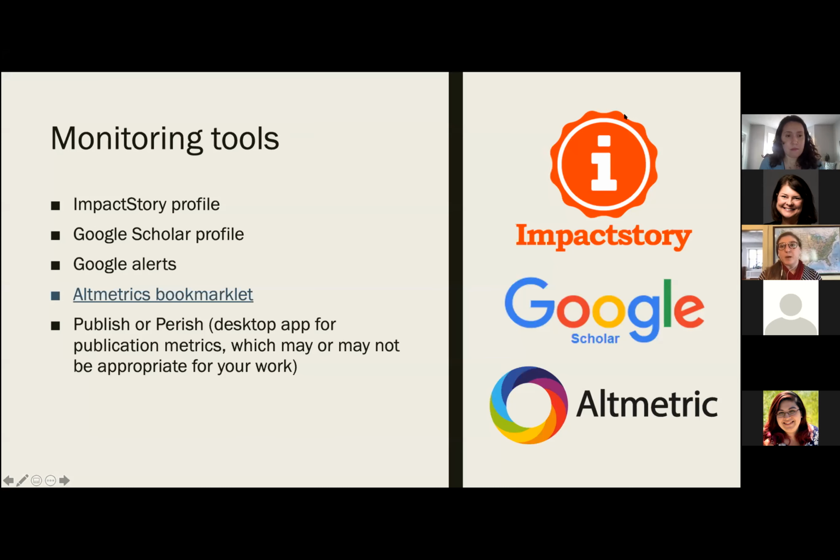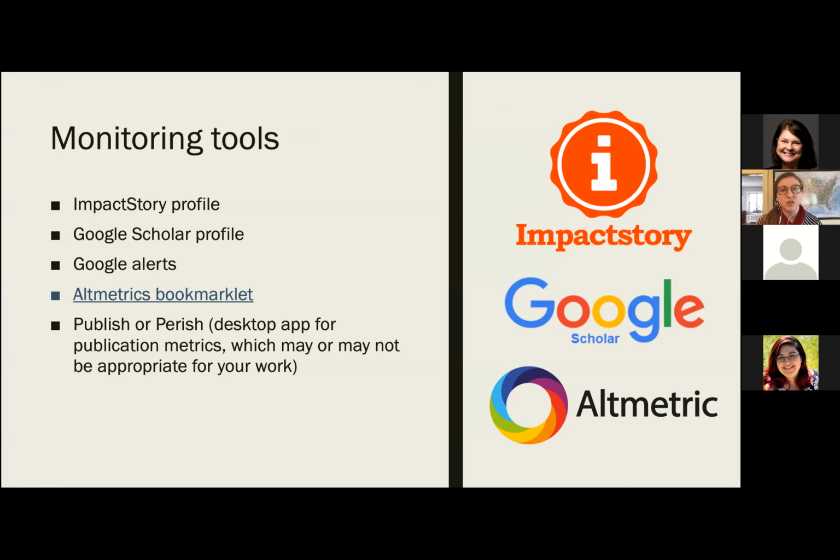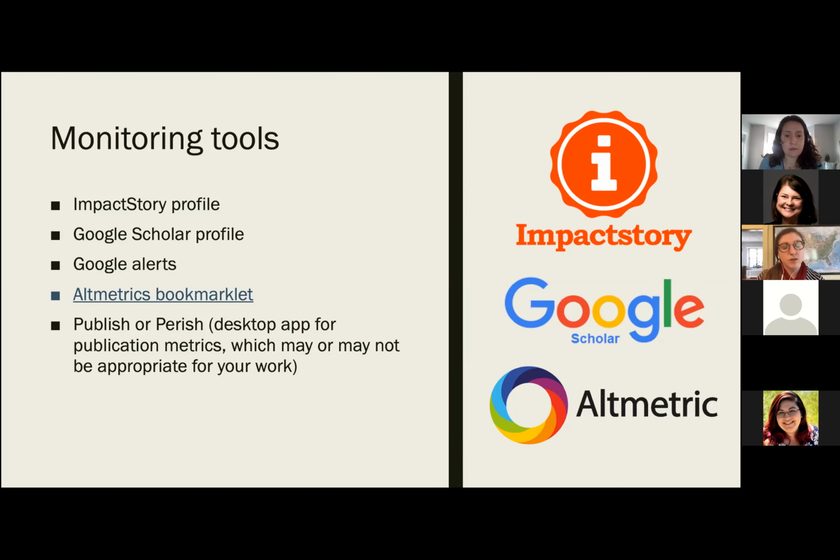So a couple of these monitoring tools include Impact Story and your Google Scholar profile. You could certainly create a Google alert for your name. There's an altmetrics bookmarklet that you can add to your browser that would let you see various publication metrics for your particular work. And one of the things I'm least familiar with is a desktop app called Publish or Perish, which shows publication metrics. Sometimes tenure track faculty use this when going up for promotion.